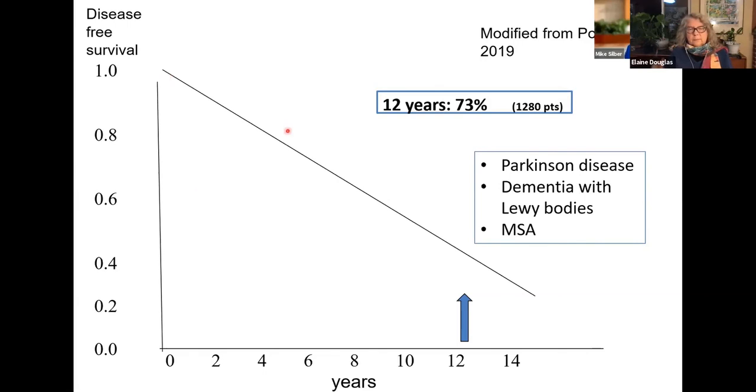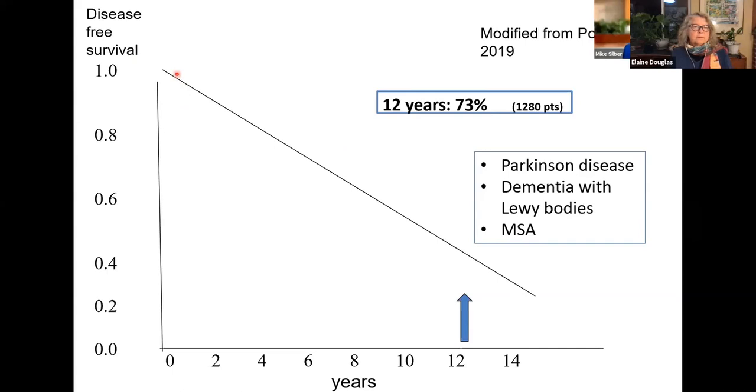Well, if you follow those patients, and here's a study of 1,280 such patients, after 12 years, 73% of those patients will have developed a neurologic disease. And the most likely diseases they will develop are actually not MSA. They are the much more common Parkinson disease or dementia with Lewy bodies related to Parkinson. So the majority of people who start on this track will develop one of those two disorders, but a minority will develop MSA. It's a minority because MSA is less common than these two very common disorders.